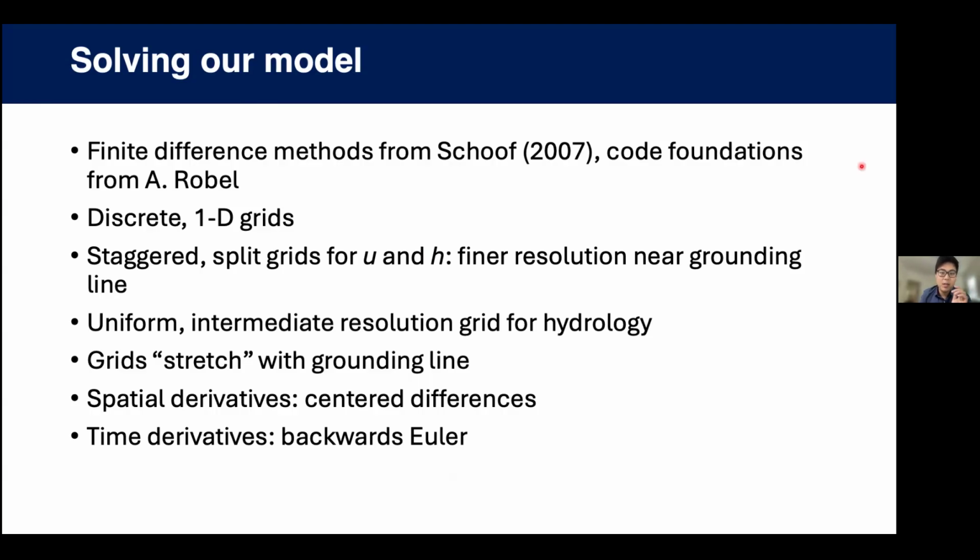Because the grounding line moves over time, I use a coordinate transformation to stretch the grid as the grounding line shifts. With each time step, the grounding line position is updated implicitly based on the flotation condition we established earlier. For the hydrology equations, I use a uniform grid with intermediate to high resolution, and it's stretched in the same way as the ice grid. During each iteration to solve the system of equations, we're interpolating the effective pressures onto the velocity grid, and then both the velocity and ice thickness values are interpolated back onto the hydrology grid. Spatial derivatives are taken with center differences, except at the boundaries where there are no set conditions, so there I switch to one-sided differences. And time derivatives are handled with a backwards Euler method.